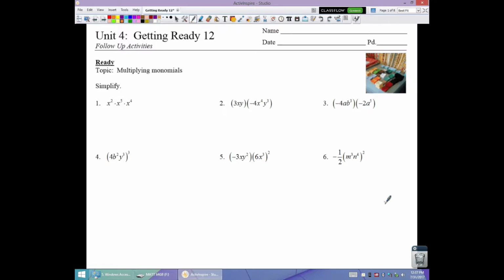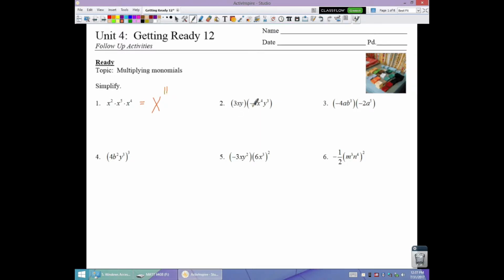All right, so the beginning of Getting Ready 12 here, we're going back to, we worked on this in Unit 1 way back in September, October. We're going to multiply monomials together, which is really a way of saying we're going to work with our exponent laws. All right? So when we are multiplying powers that have the same base, like in number 1, all we do is add the exponents. So 2 plus 5 is 7, plus another 4 is 11. So this simplifies to x to the 11th.